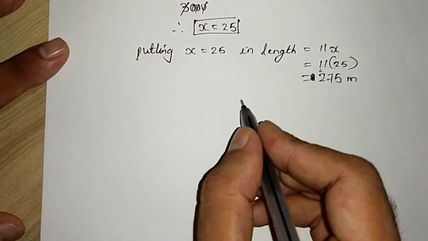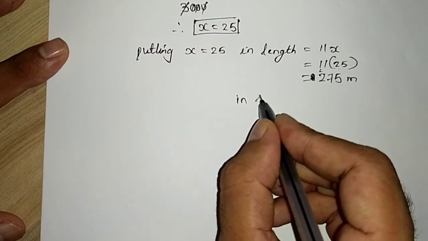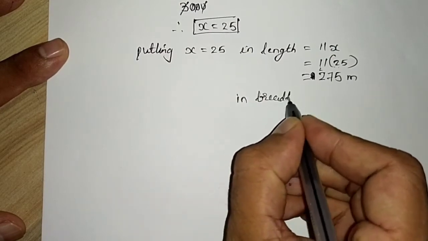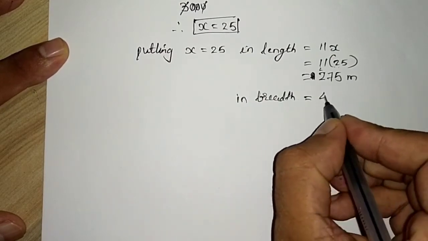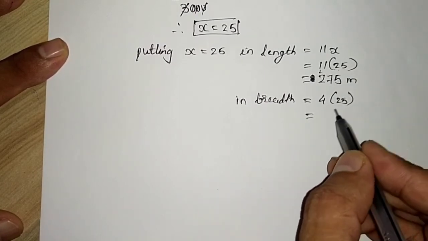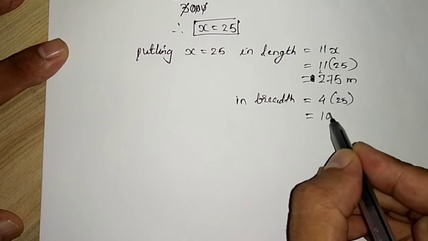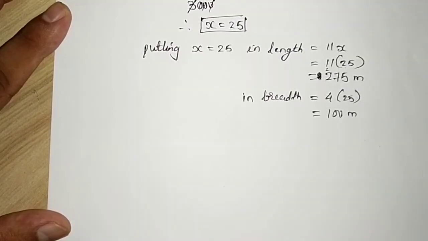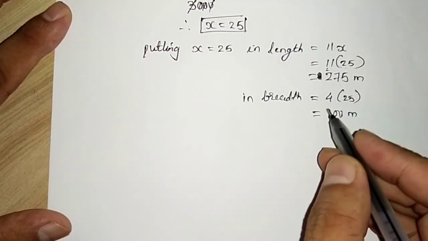And putting x is equal to 25 in breadth, which is 4x, it is 4 into 25. So 25 into 4 is 100. So this is our answer.